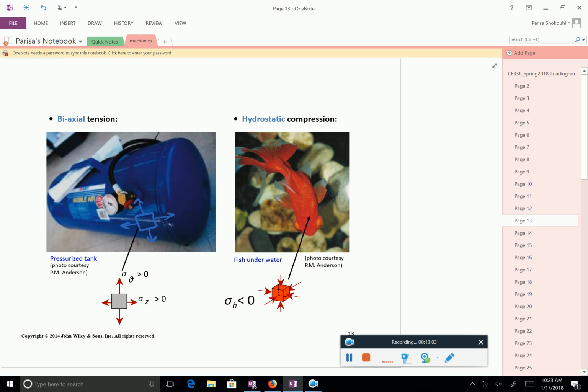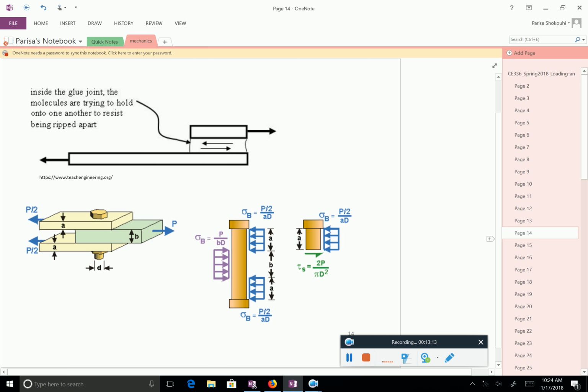These concepts should be familiar to you, but any questions? Is there anything unclear here? Okay. Those are all normal stresses.